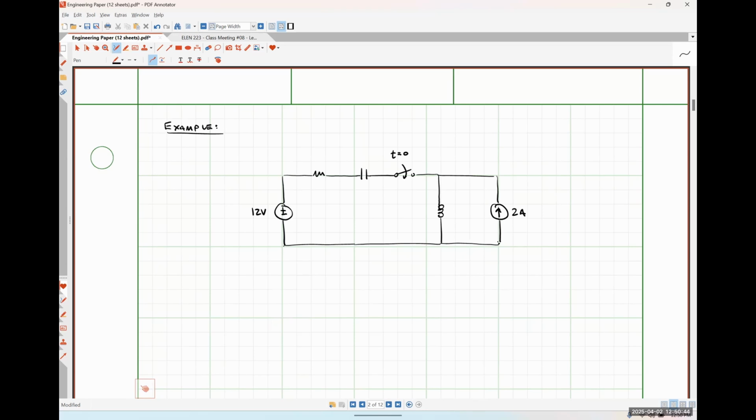All right, so somebody throw me a resistor value. 12. Somebody throw me an inductor value. 13 Henrys. Good God. Okay.